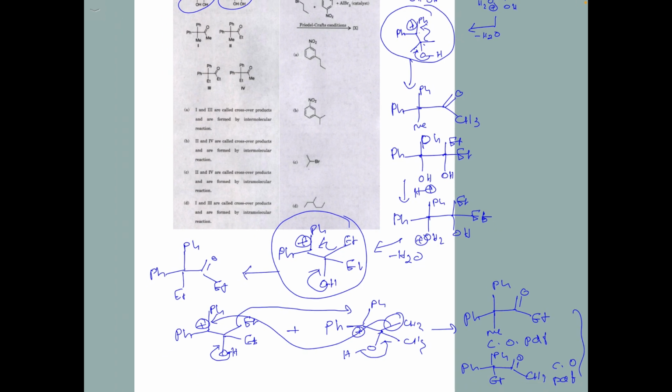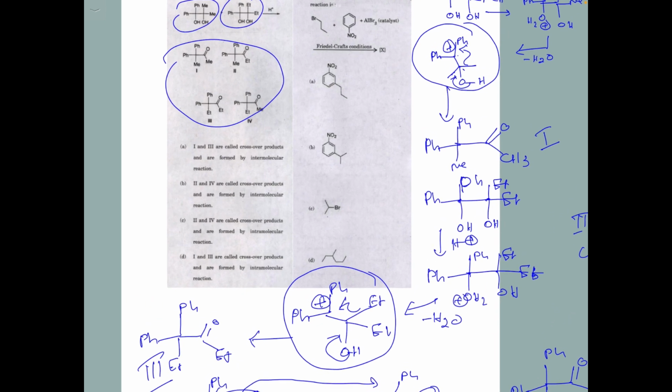Now we have to find where 1, 2, 3 that they have given here are. Okay, 3 is here, 1 is here, 2 is here, and 4 is here. 2 and 4 is crossover product. Okay.